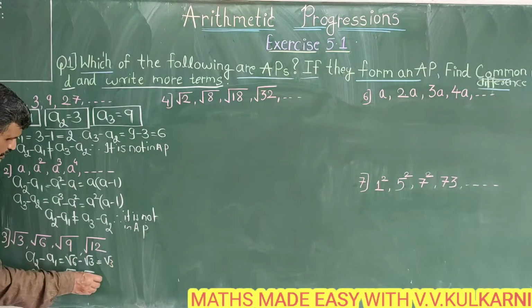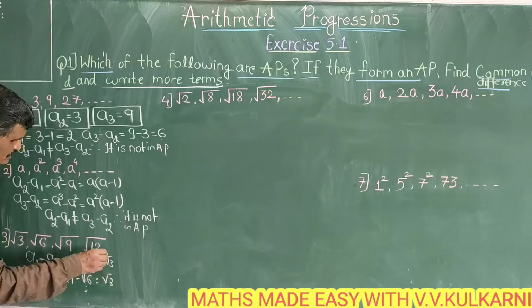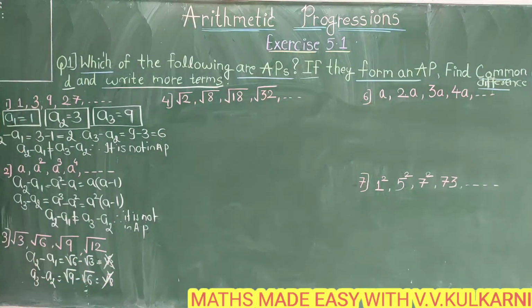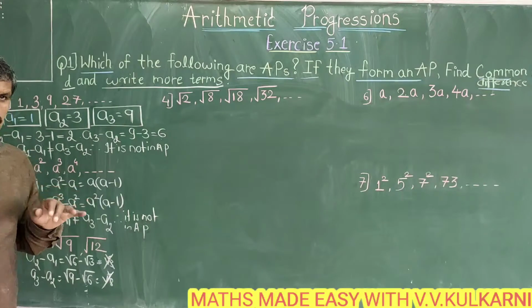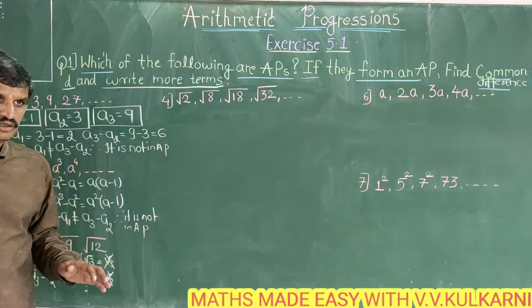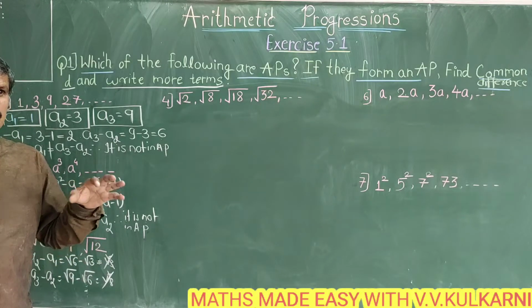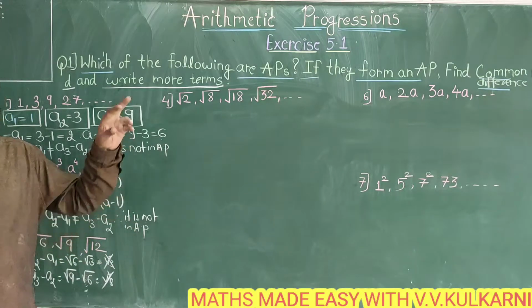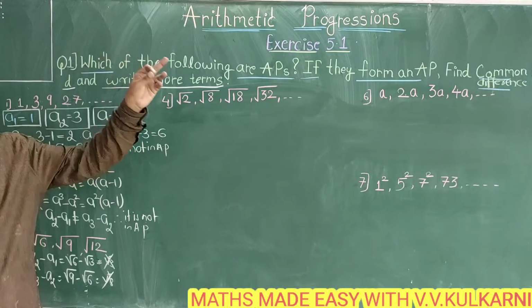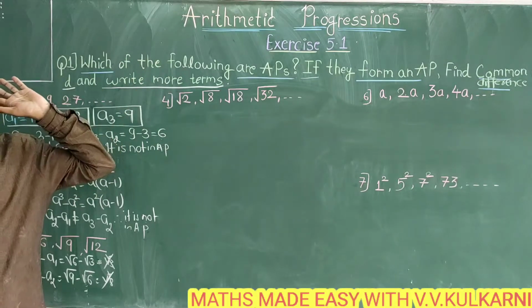No. Some students tend to do that. If they write like this, it is wrong. They use this simple common sense: sir, root 6 minus root 3 is root 3, root 9 minus root 6 is root 3, root 12 minus root 9 is root 3, hence it is in AP. No. Then they will say, sir, next term is root 15, root 18, root 21. You can tell the next term, but the condition is again, if it is in AP, then find the next term.